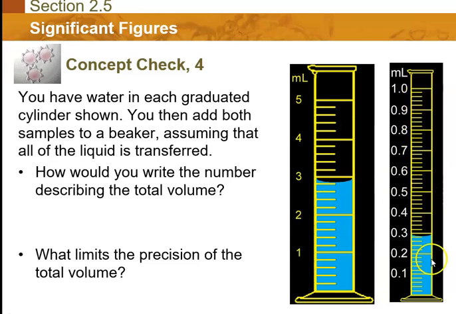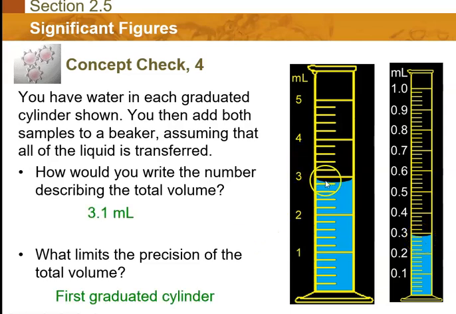Over on this side, though, this is a 1 milliliter graduated cylinder, and each of these lines is 0.02. So looking closer at it, we have 0.2, 0.22, 0.24, 0.26, 0.28. So you report this as 0.28 milliliters, the limit of the scale, 1 digit beyond that. So I would say 0.280.